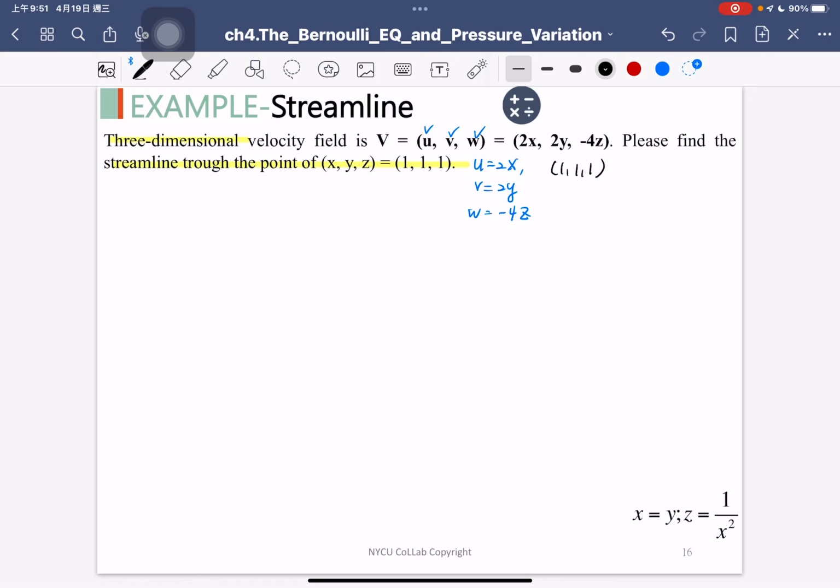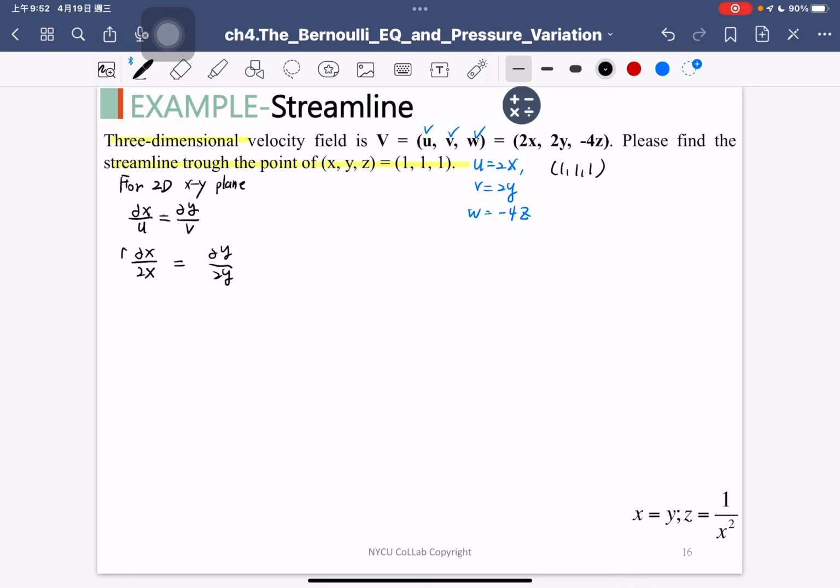Okay, so again, for this 3-dimensional problem, sometimes we will divide it into different domains. So first, I divide it into the 2D xy plane. So again, I know that dx over u will equal dy over v, right? Because right now I only consider the 2D xy plane. And so you put the velocity 2x, and that will equal dy over the v velocity, which is 2y.